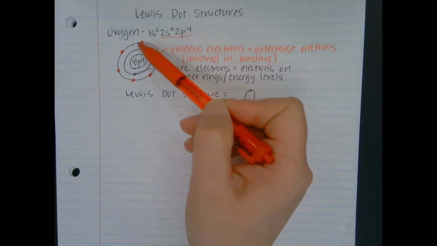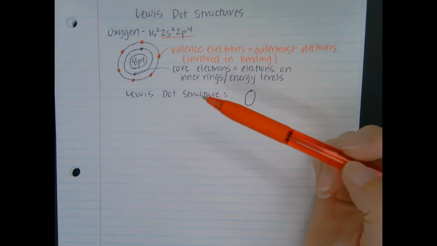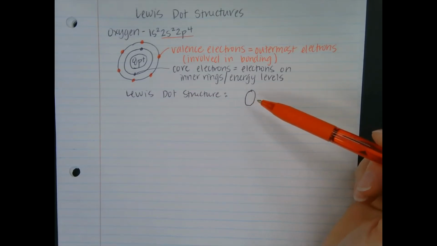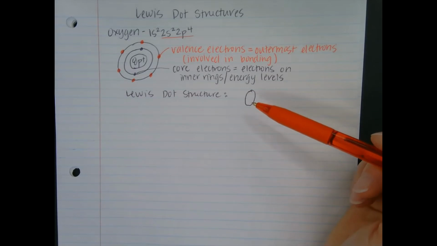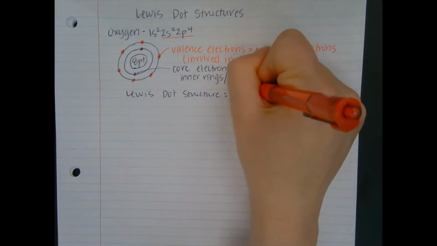And how many did we say that it has? 6. So I'm going to now draw those 6 valence electrons around oxygen. And just like we did the orbital drawings, how we had arrows up and arrows down and we paired them up, it's the same idea here about pairing them up. So I'm going to start at the top and just draw 1.